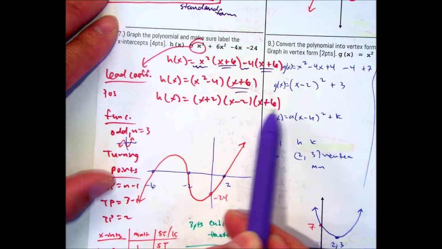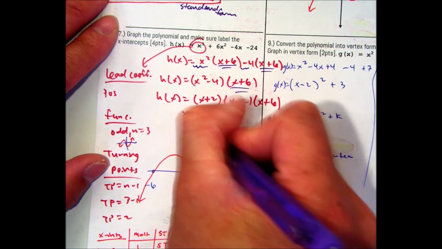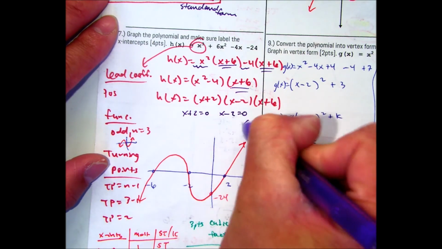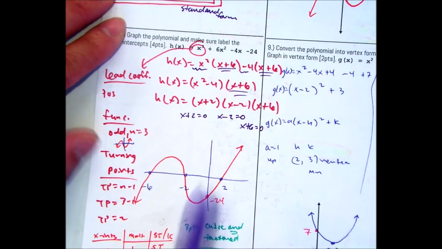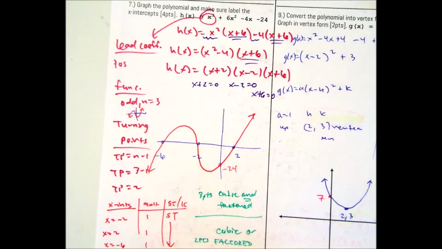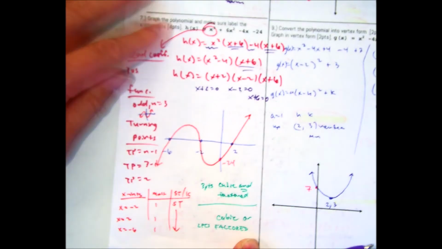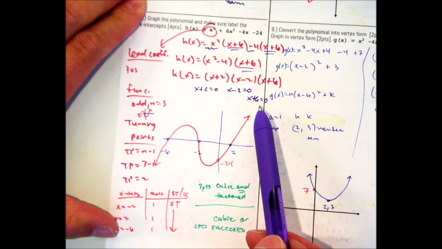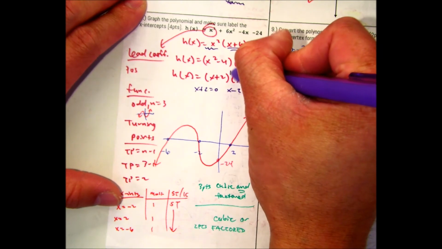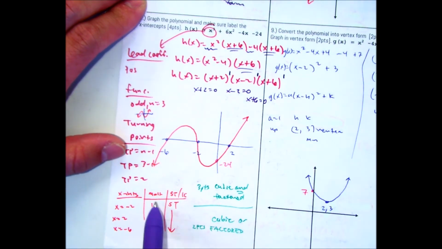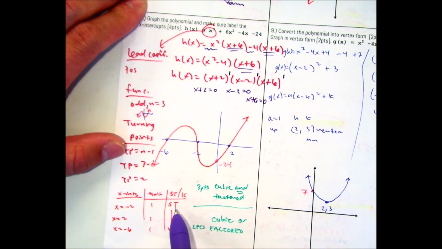So here are my binomials, and then once you solve those by using zero product rule, you'll get solutions of -2, 2, and -6. Notice that each of those have a multiplicity of 1, and multiplicity of 1 means shoot through. It's going to go through the x-axis.